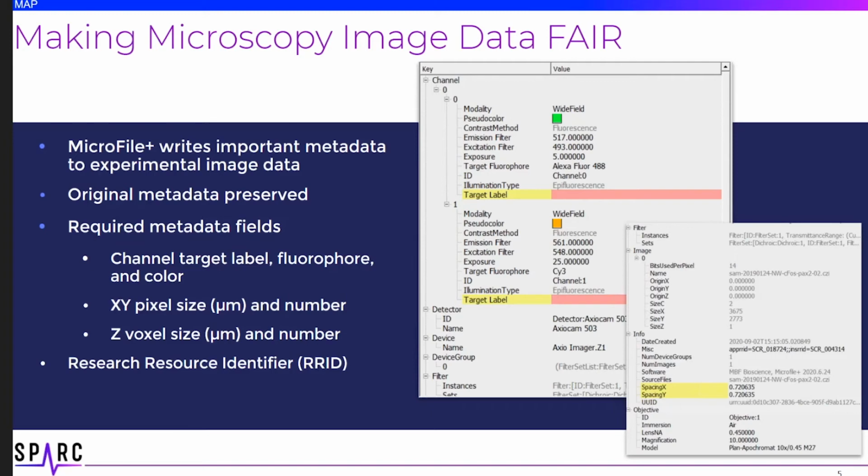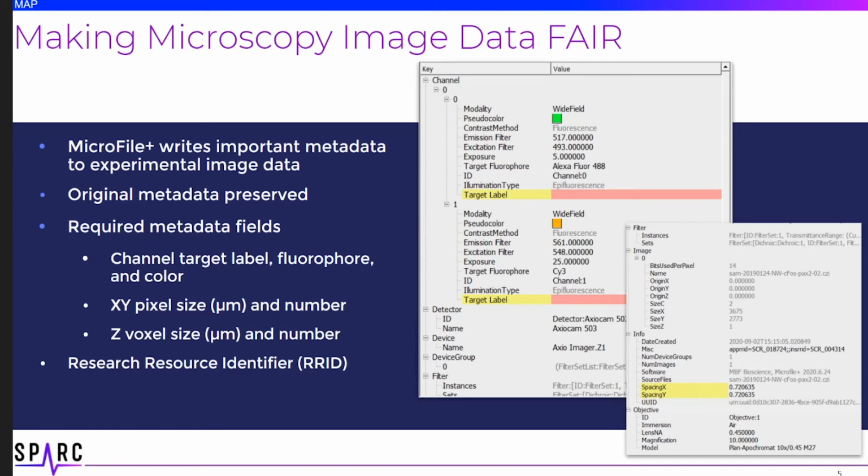The original metadata is preserved, but when the required metadata option is enabled in the application, which Aiden will demonstrate later, we can use MicroFile Plus as a tool to check that enough information is contained in your data to allow others to interpret it. Some of the required metadata fields include the channel target label, the fluorophore, and the color of each channel in a multi-channel image. Without knowing each histological label or stain captured in each channel of the image, it's simply not possible to understand the content of the image fully.